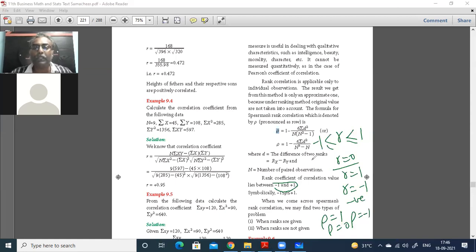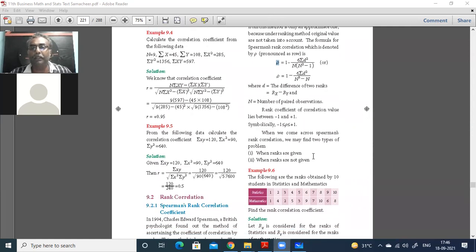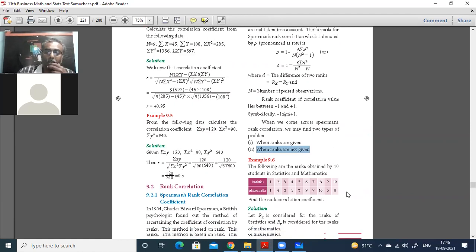Now, the problems are of two different kinds of data. Either the ranks are given directly, or the ranks are not given but other quantitative data is given, from which you have to convert that into ranks.